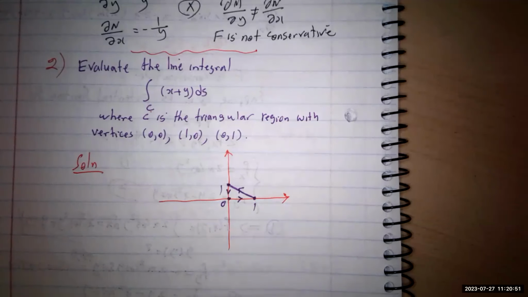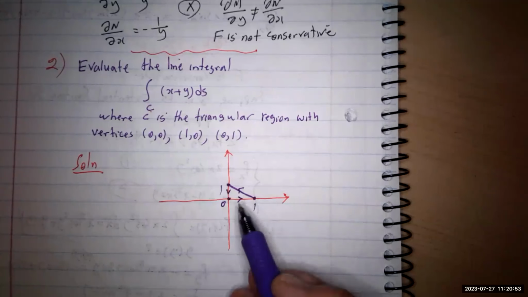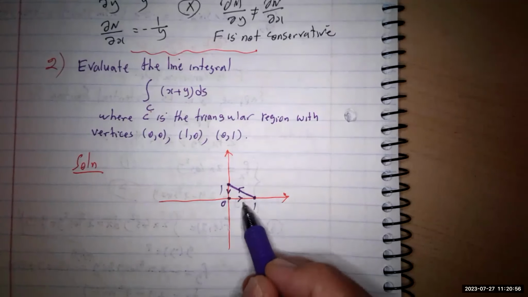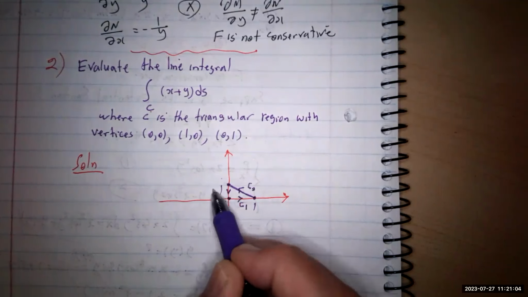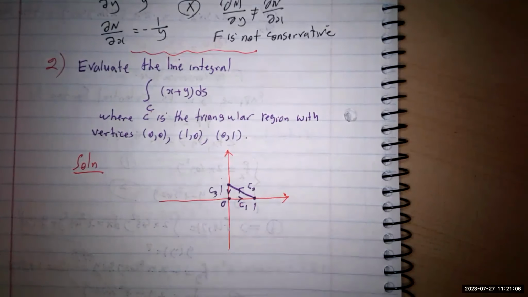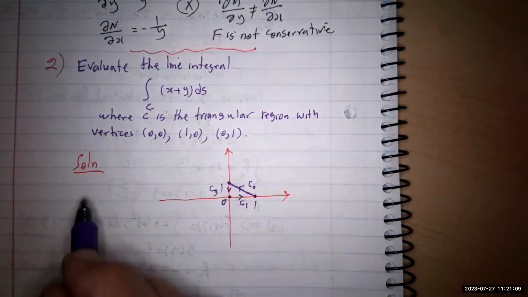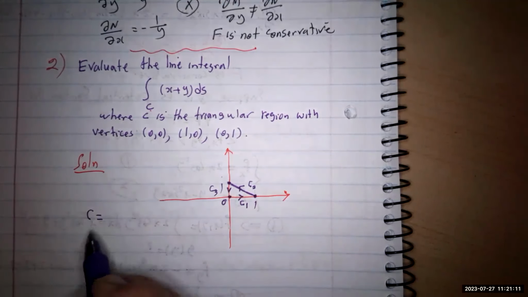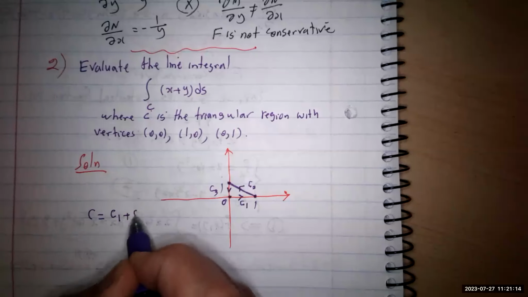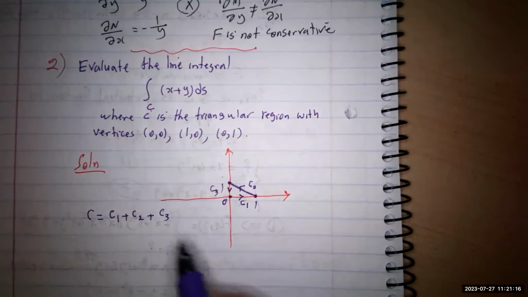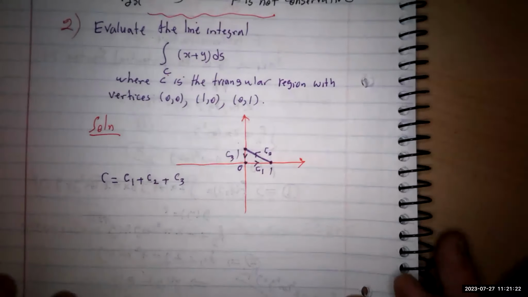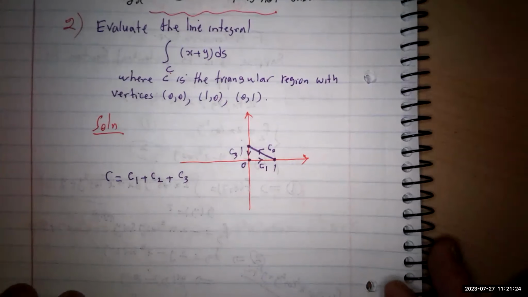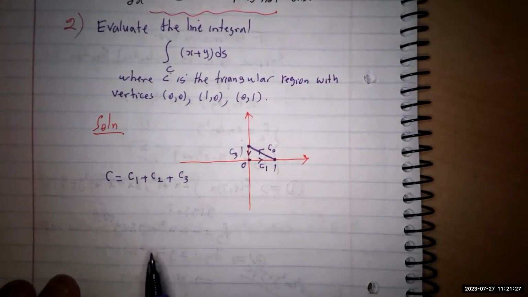So you identify your curve. You have to divide it into different parts. Your C would start from this segment, which you may call C1. This segment you can call C2, and this segment you can call C3. So your path is going to be C1 plus C2 plus C3. You have to break your integral into those three paths, so you better have the parametric equation of each path right away. These are easy to find.